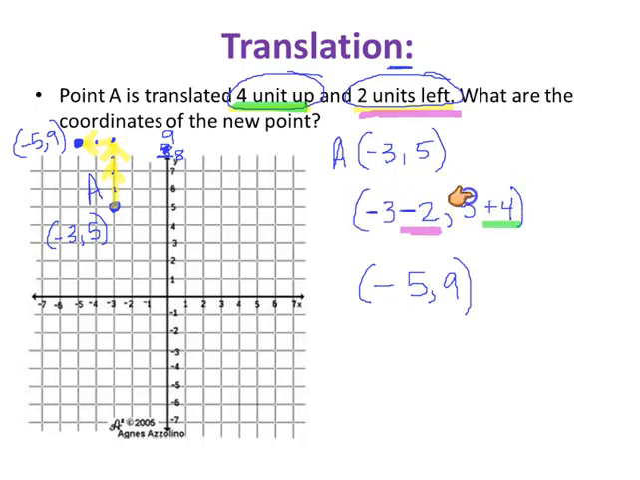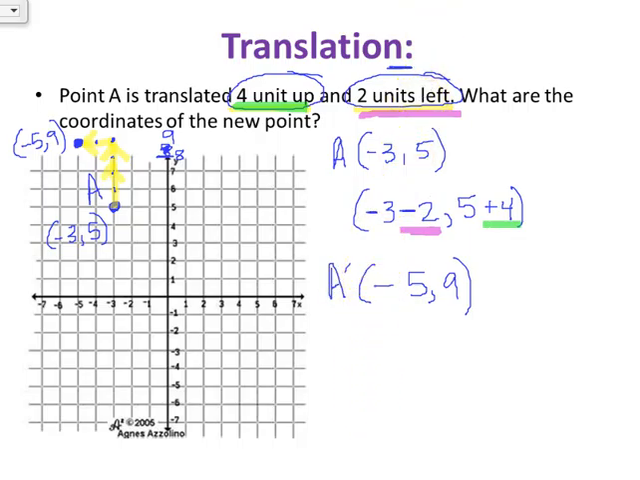And vertical movement represents our y coordinate. If we move up, we're going to add to the original y coordinate. If we are moving down, then we would subtract from the original y coordinate. And then we can do the math to get our new translated point.